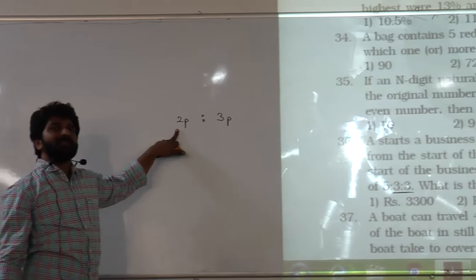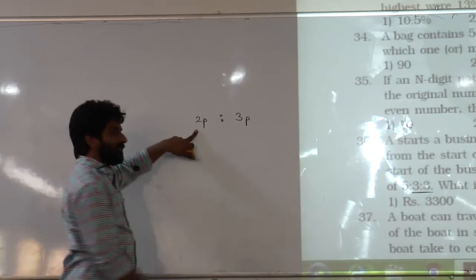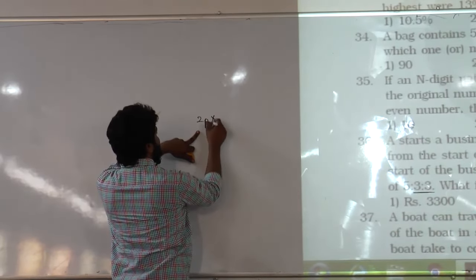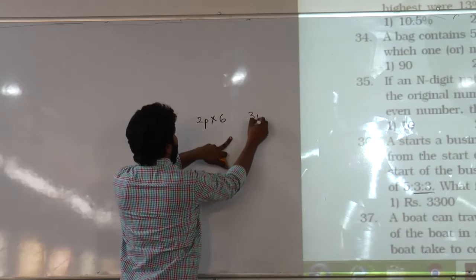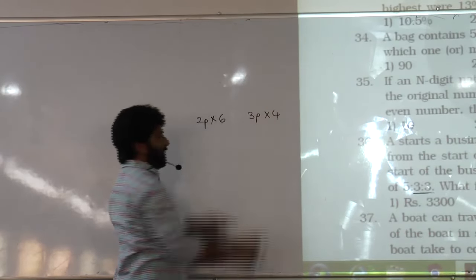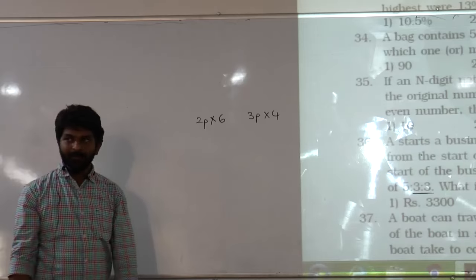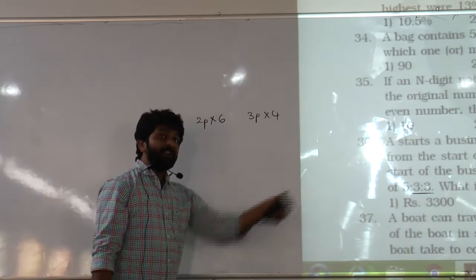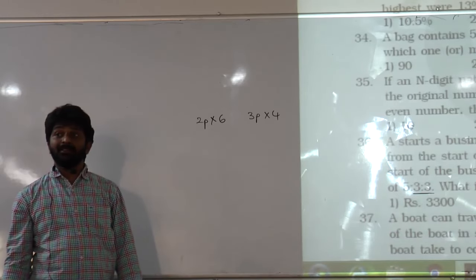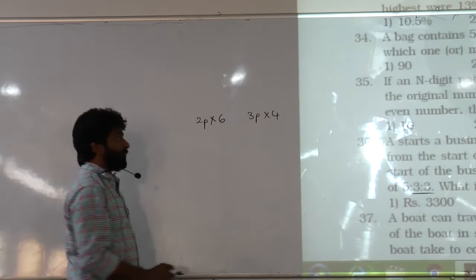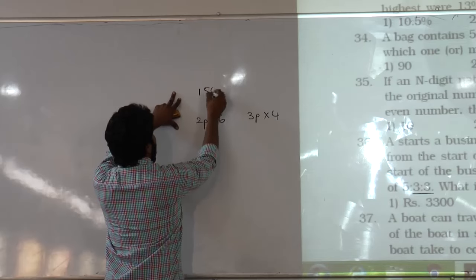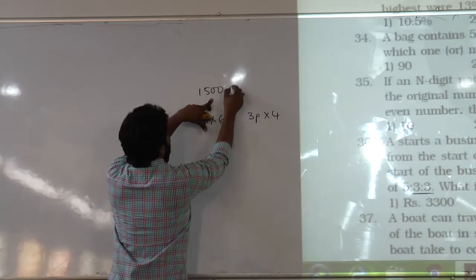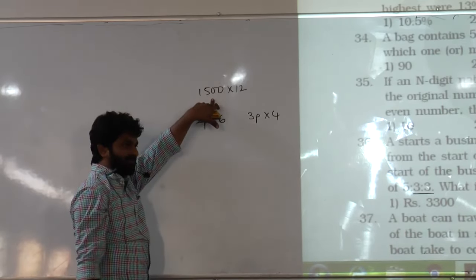B invested 2 parts. For how many months? 6 months. C invested 3 parts. For how many months? 4 months. Okay? Right. A invested 1500. For how many months? For 12 months. A invested 1500 for 12 months.